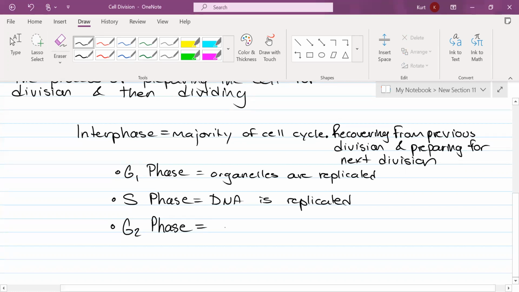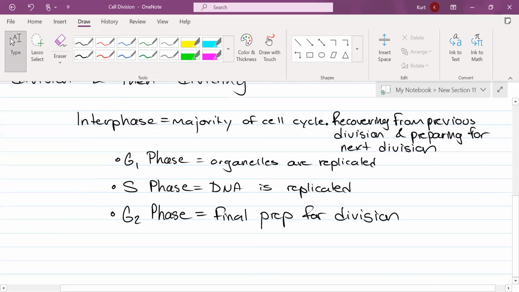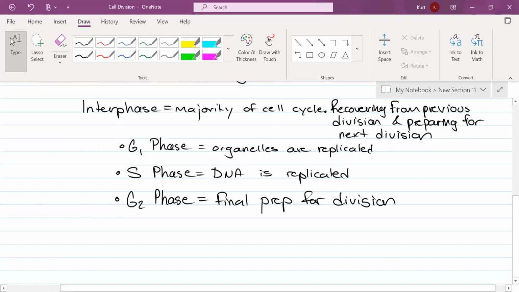And then in G2, you make your final preparations. It's like checking the hotel room before you check out. You're making sure you didn't leave anything behind. You're getting ready to go. Final prep for cell division. And that is all of interphase. It's by far the majority. And I'll diagram this for you next class.